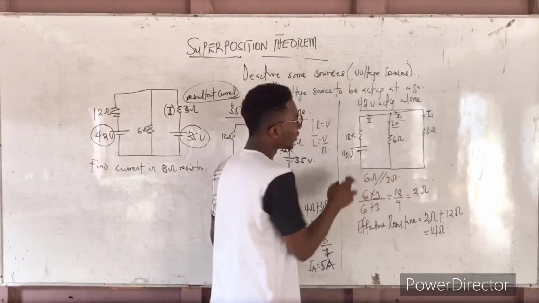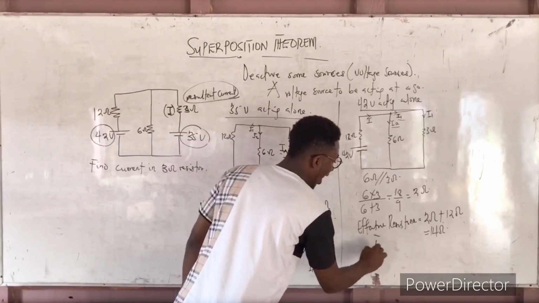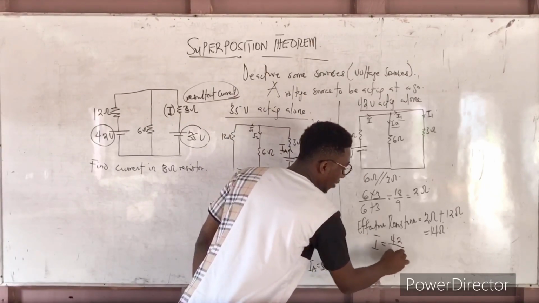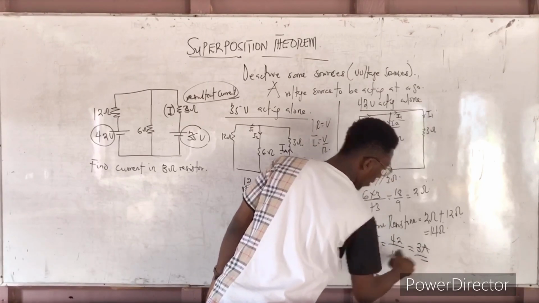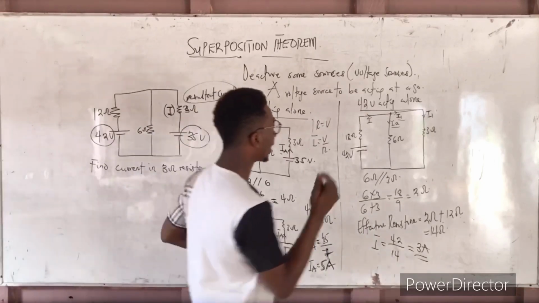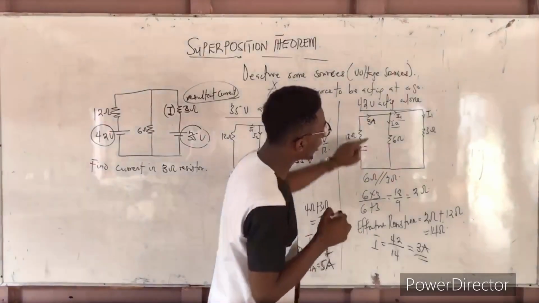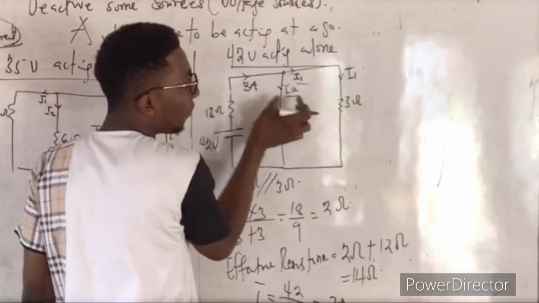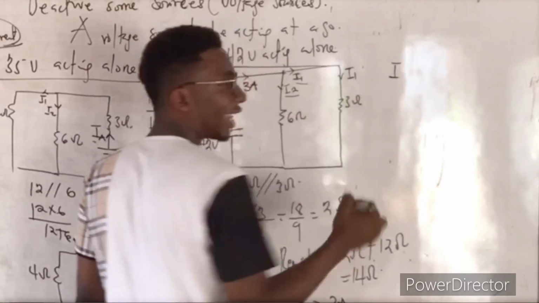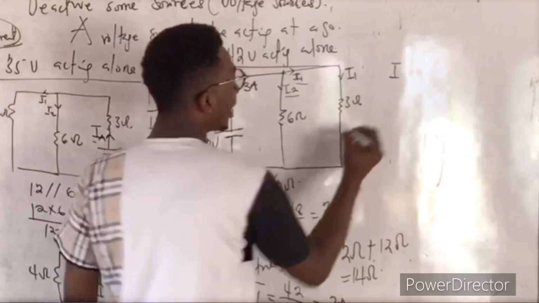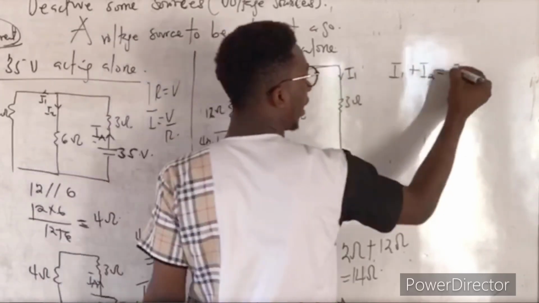The current division law can help us calculate the current through this one. And now the total current that is coming here, how do we find that? We can find the total current as well. I is equal to 42 divided by 14, which gives you 3 ampere. So now the total current being produced here is 3 ampere. Out of this 3 ampere, we want to know the amount that will pass here and the amount that will pass here. So from KCL, Kirchhoff's current law, I1 plus I2 gives you 3 ampere.